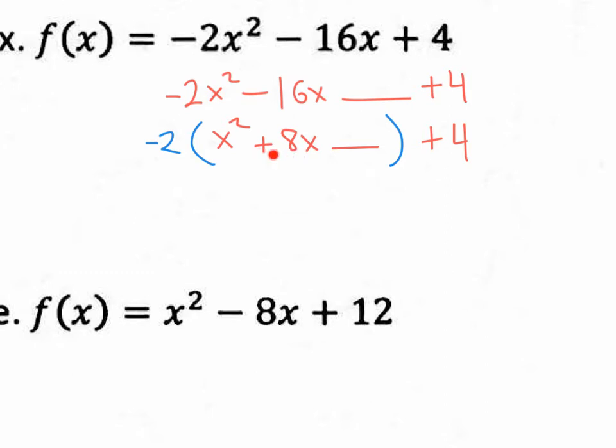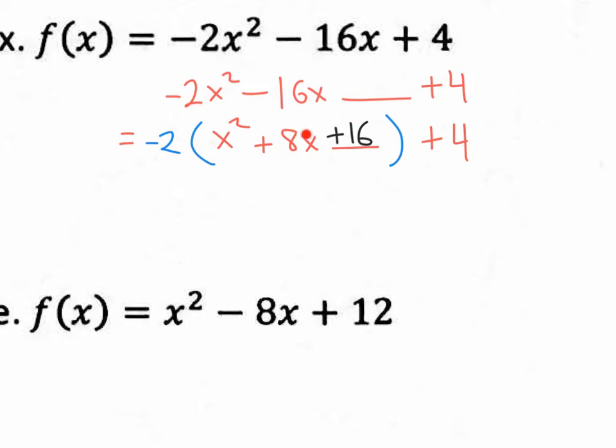8, take half of it. What's half of 8? 4. Square it? 16. So I'm actually going to add 16 inside the parentheses. Now it looks like I am adding 16 to the right side of the equal sign. But the thing is, we're not really adding 16 to the right side of the equal sign.